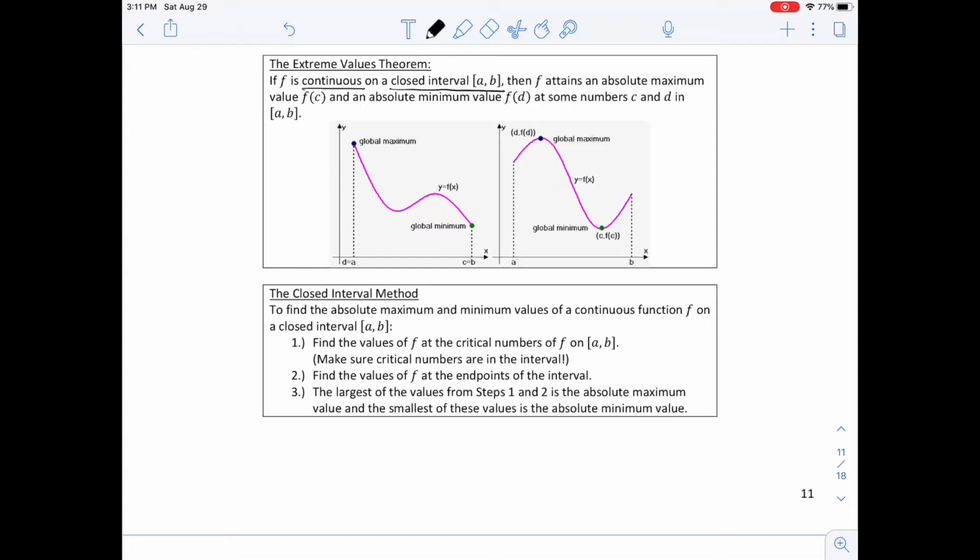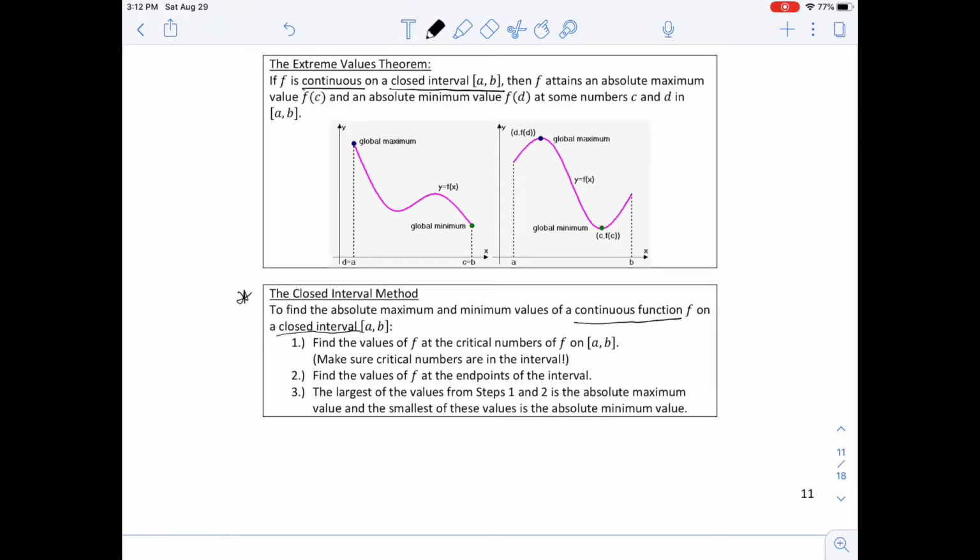The closed interval method, to find the absolute maximum and minimum values of a continuous function on a closed interval. So again, it needs to be a continuous function and on a closed interval, a comma b. First thing we need to do is find the values of f at the critical numbers of f on that closed interval a comma b. Make sure critical numbers are in the interval. If they are not in the interval, you can discard those.